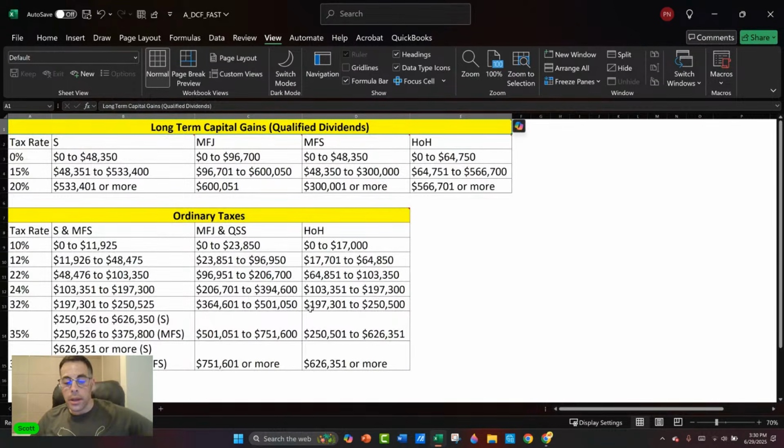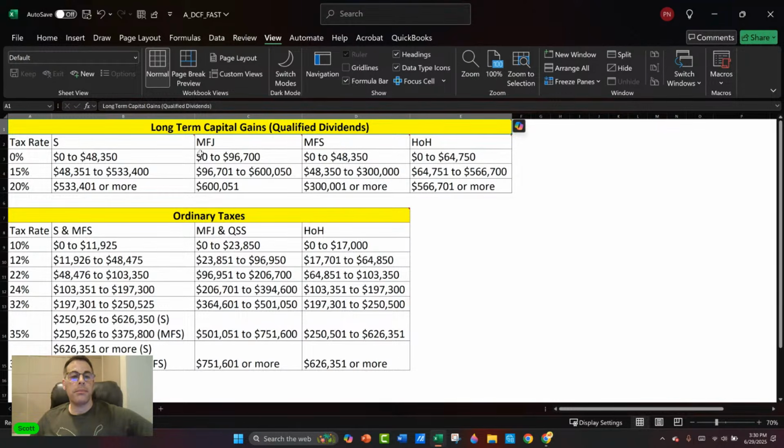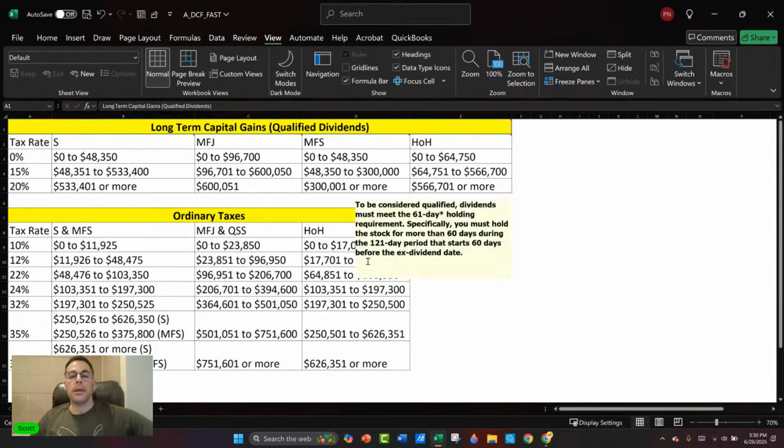So I put together this chart. These are common rates you pay. So if you receive a dividend, you have to pay either ordinary taxes on the dividend or long-term capital gains. So if you only had the stock for a month and then you got the dividend, you would have to pay ordinary taxes. But most people usually pay long-term capital gains, which is called qualified dividends.